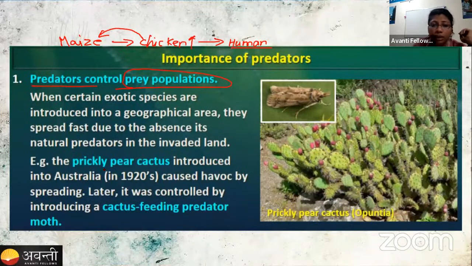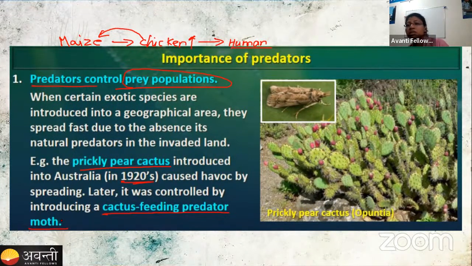As you can see here, another example is given, the prickly pear cactus, introduced in Australia in 1920 and caused havoc by spreading. They keep on spreading. Later it was controlled by introducing a cactus feeding predator moth. अब भैया कंडीशन इतनी बढ़िया थी ना, एनवायरमेंट इतना मस्त था कि कैक्टस को लगा चलो भाई अब तो मौज आ गई, खूब खाओ पियो और ग्रो करो. But that overpopulation of cactus became problematic. So we have to reduce their population. To reduce that, we have introduced the cactus feeding predator, that is moth.